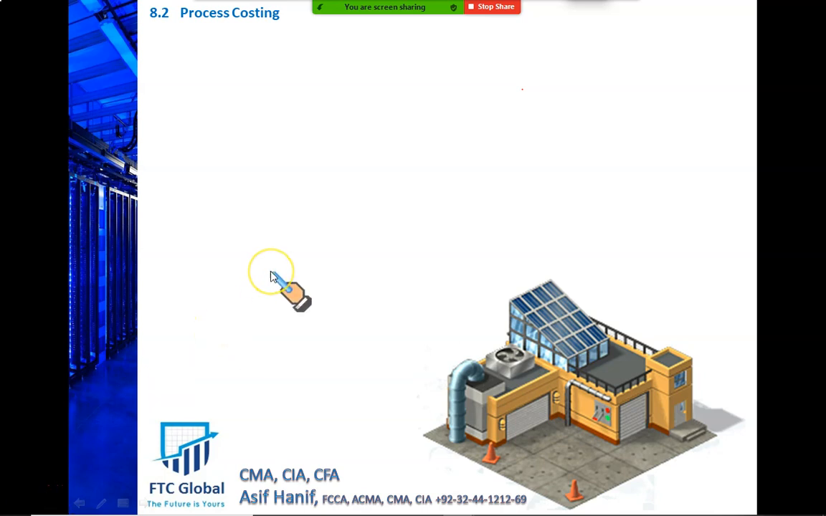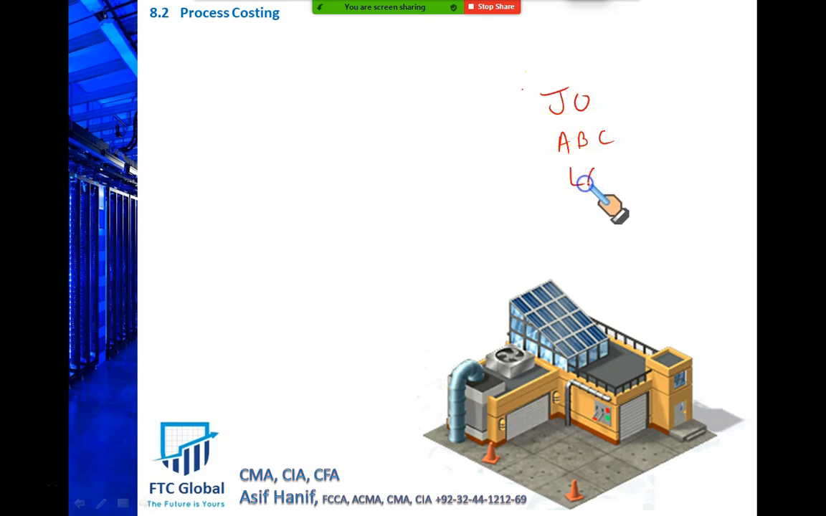Okay, so our next area is process costing. We have 4 cost accumulation systems in your syllabus. We have already covered job order costing, activity based costing, and life cycle costing. This is the 4th one, process costing, which is considered to be a complex cost accumulation system. Yes, it's a little different, but it can be done if you follow the right approach.